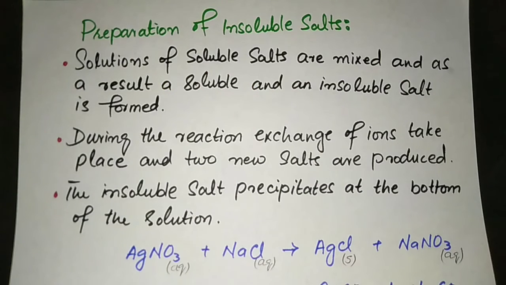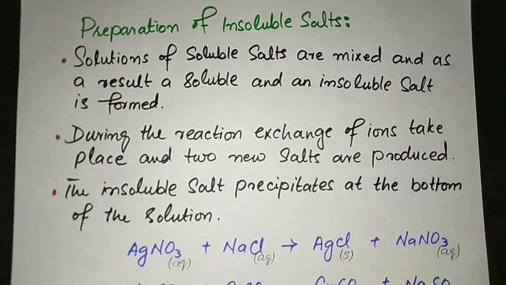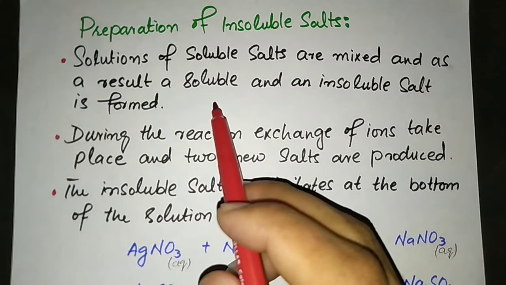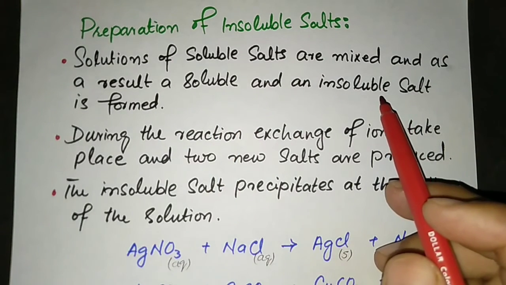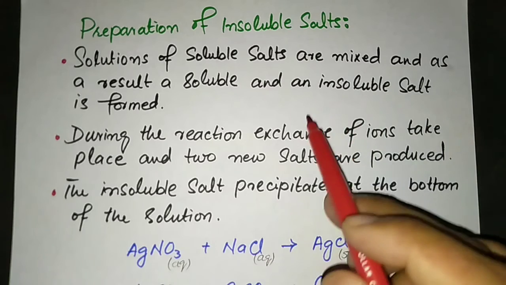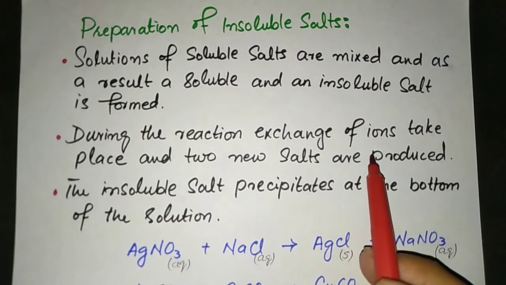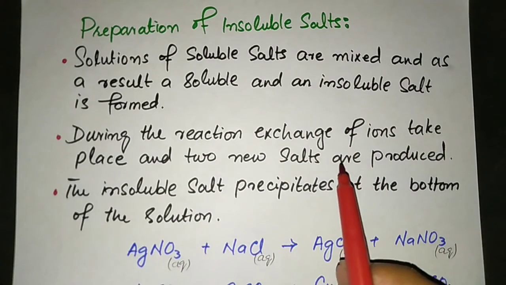Discussing the second type of salt preparation, that is the insoluble salts preparation. In the previous portion, we discussed the preparation of soluble salts. All those salts that were produced are water soluble. Now in this preparation, two soluble salts are mixed together, and as a result a soluble and an insoluble salt are formed. In this process, exchange of ions takes place.